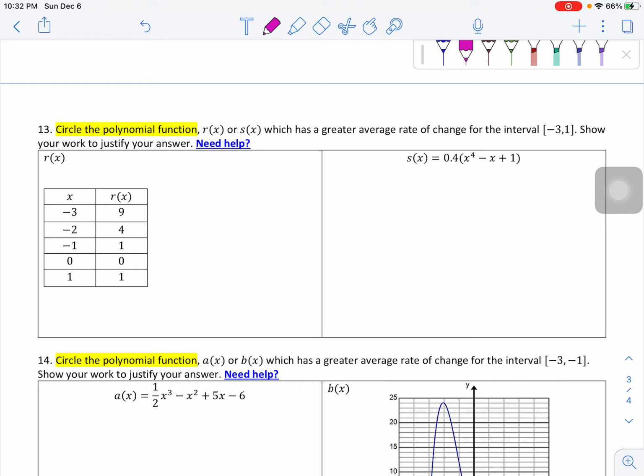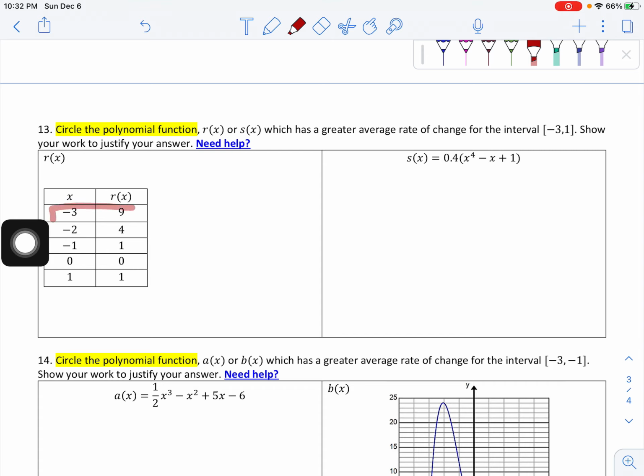All right, page 4 of the study guide, we've got 2 problems to get through. We're comparing polynomials. So in problem number 13, we've got r of x, which we've got a table of values, and we have s of x, which is an equation here. We want to know which has the greater average rate of change for this interval.